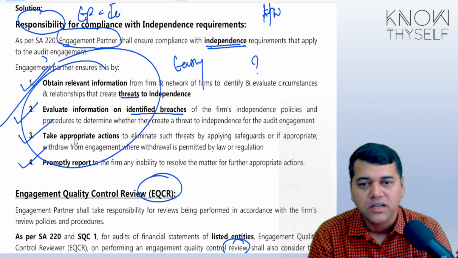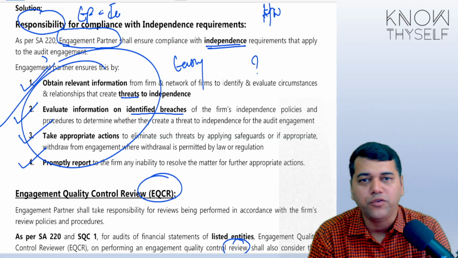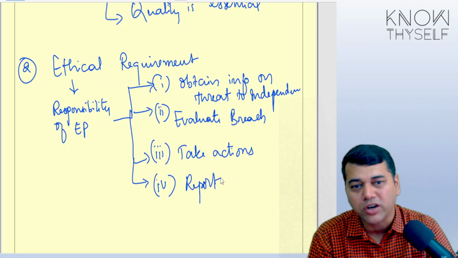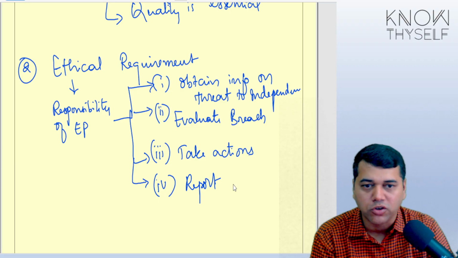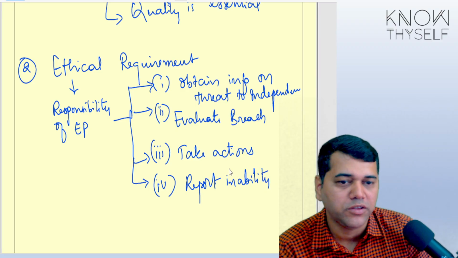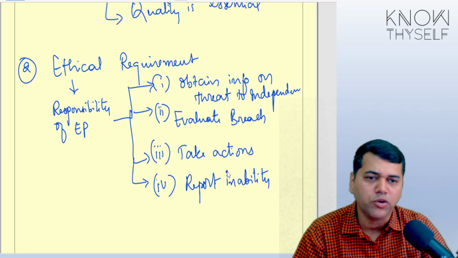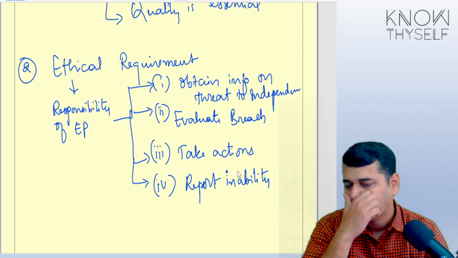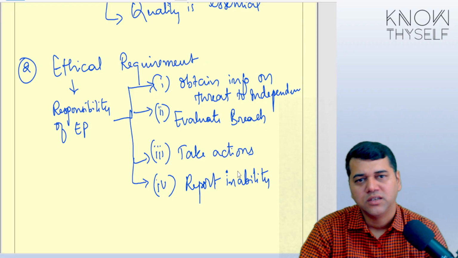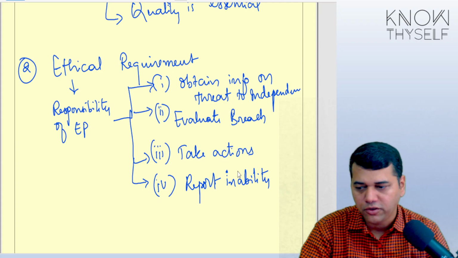So the fourth thing, report inability. See, if you have resolved it, well and good. Otherwise, if you take actions, the problem is solved. Report inability to take action. That means if you cannot take actions, then you have to report it. That's it. Finish. Is this important? Yes, this is also important.